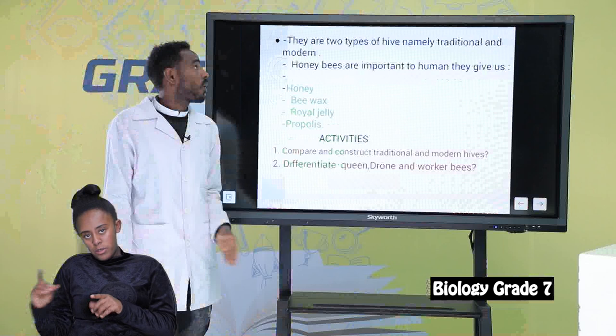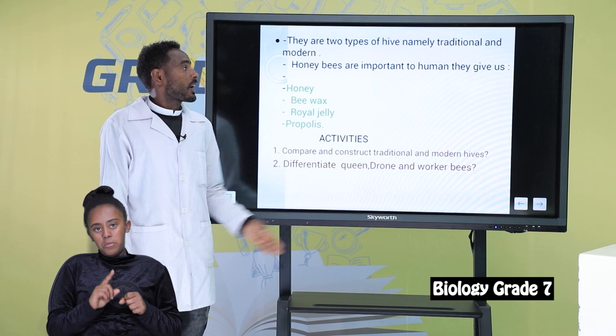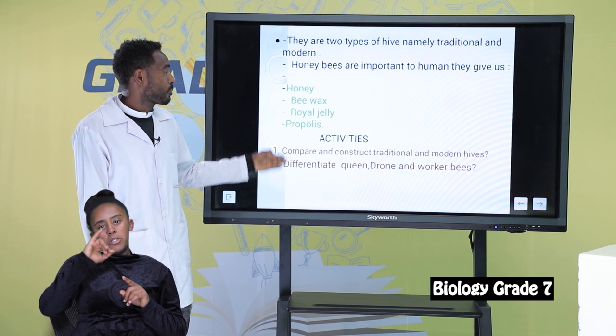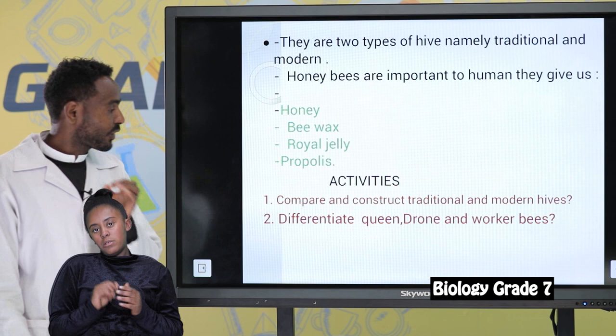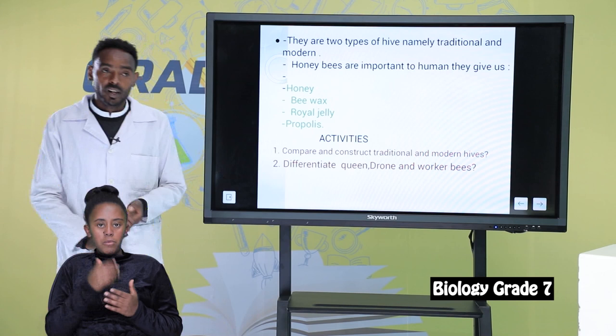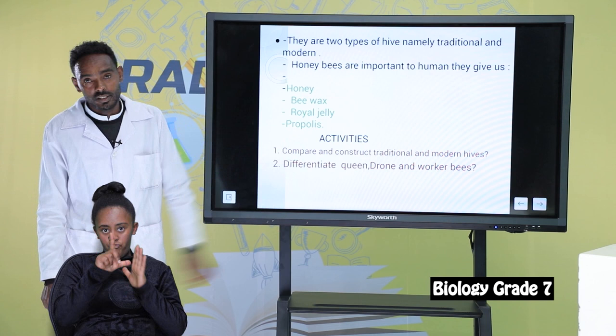Now, honeybees are important to human beings. They give us honey, beeswax, royal jelly, and propolis. Activity one. Compare and contrast traditional and modern hive. The second question is command you to differentiate the difference between the three castes of honeybee, queens, drone, and workers. I will give you only 3 minutes for doing this activity.